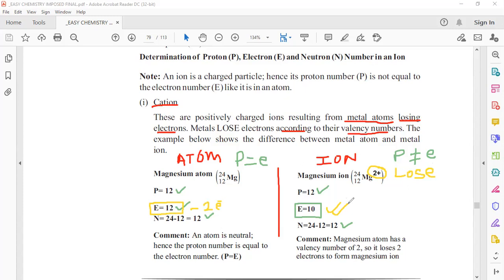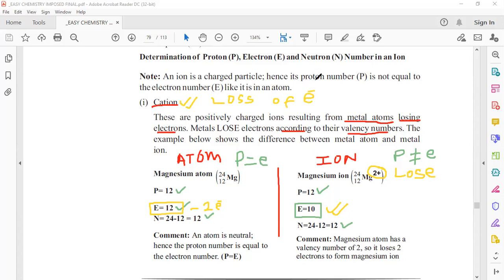So for the electron number, there is a loss, specifically if we are looking at a cation. A cation, there is a loss of electrons. They lose electrons according to their valency numbers. So that is for the magnesium atom and magnesium ion. That is what we are going to get.